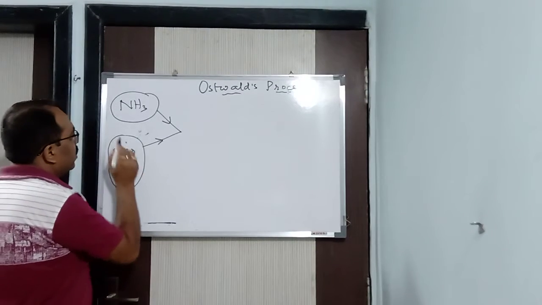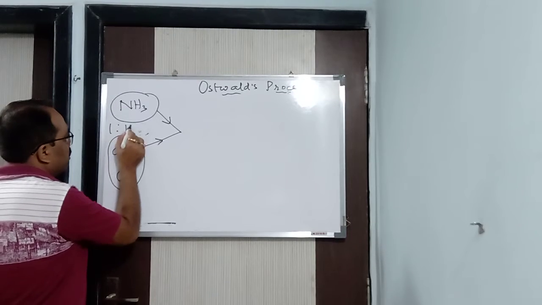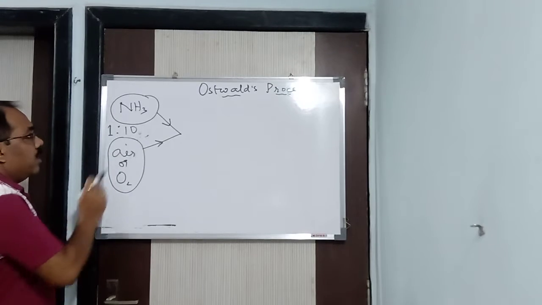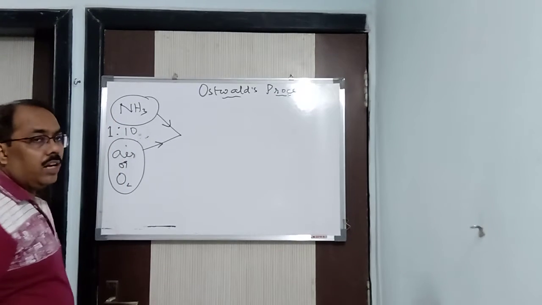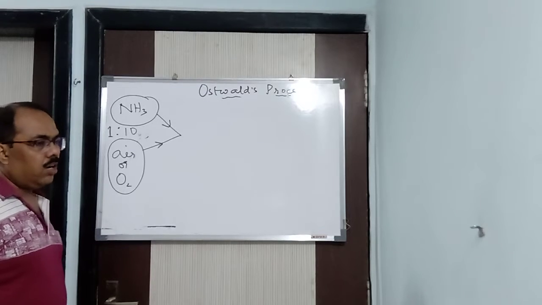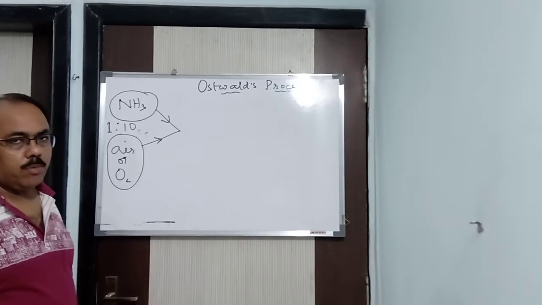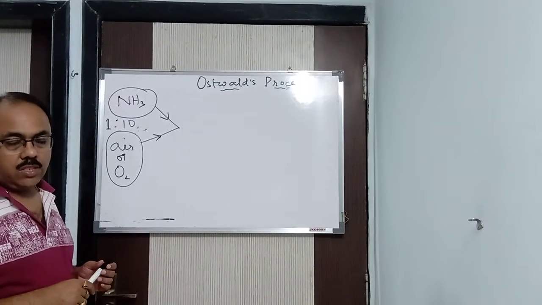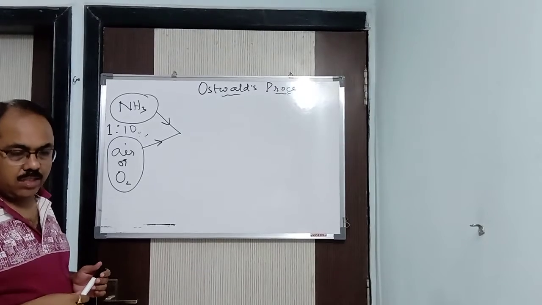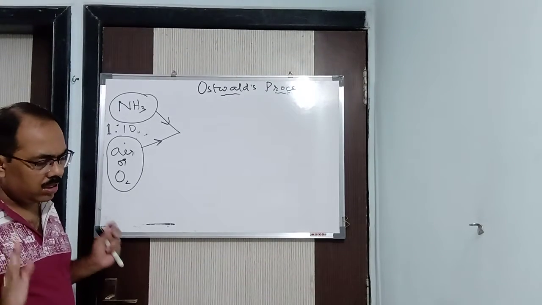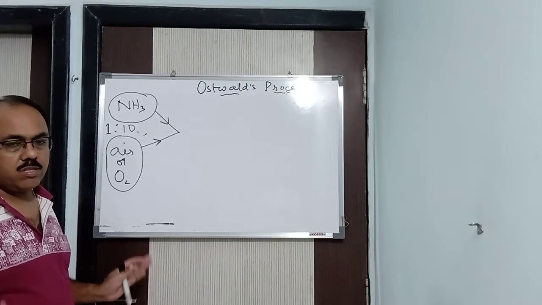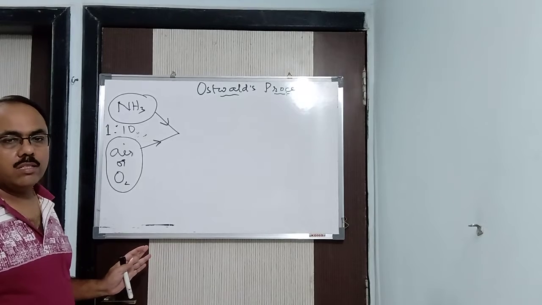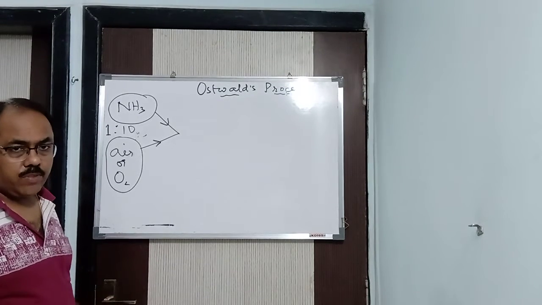But the ratio by volume which I am going to take is 1:10. That means 1 part of ammonia and 10 parts of air, 10 parts of oxygen. Why? Because in this particular process, in the Ostwald process, you will see 3 steps are there. One is the catalytic chamber, got it? Second is the oxidation chamber. The third is the absorption tower. In all these 3 heads, oxygen is required. You will see, when I write the equation, that oxygen is required.